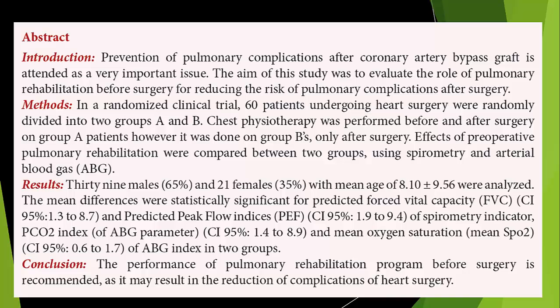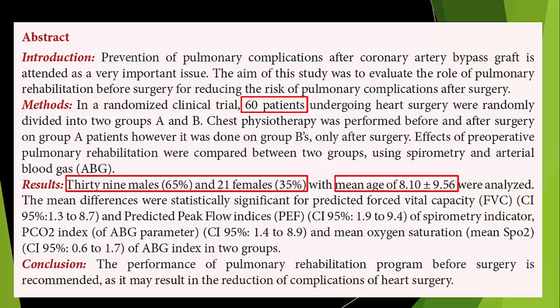In the abstract, we see numbers appearing as a sample size, and researchers normally label this as N. So here we have 60 patients. We also see the subgroup gender expressed as counts and as percentages. So far, so good. Next, we see a mean age, which is just an average, followed by this curious plus or minus 9.56.